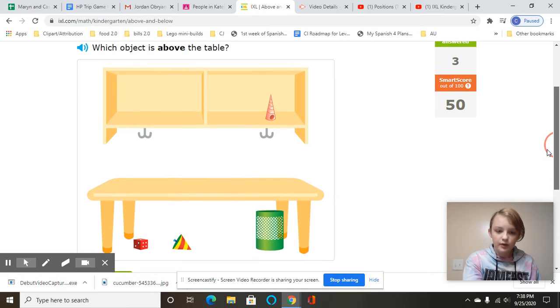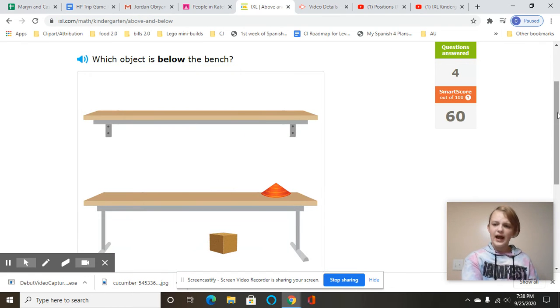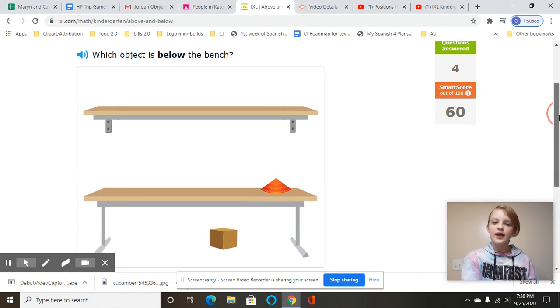Now, which object is above the table? Now, the trash can, the party hat, the dice are all below the table, but below is underneath. We need to find what is above it or higher than it, which is the shell. Great. I think one more, and I think we'll have it down.